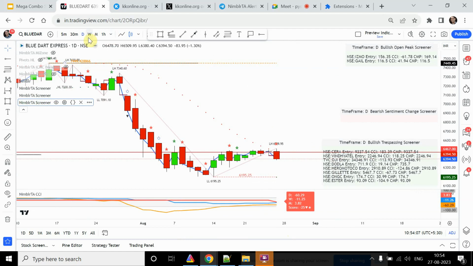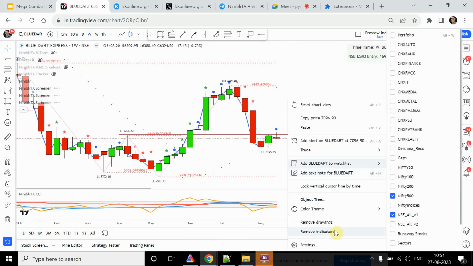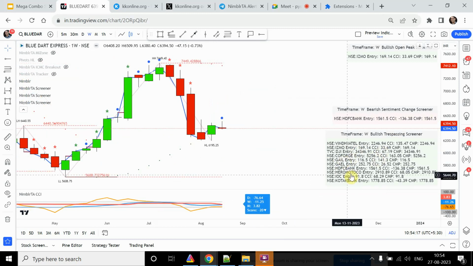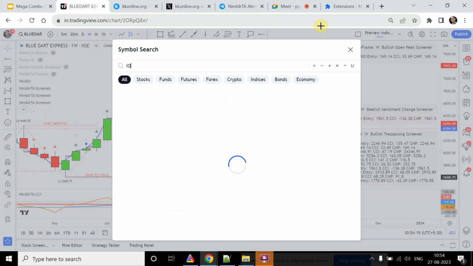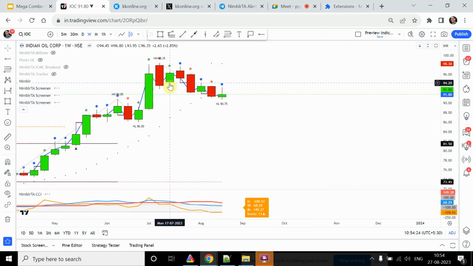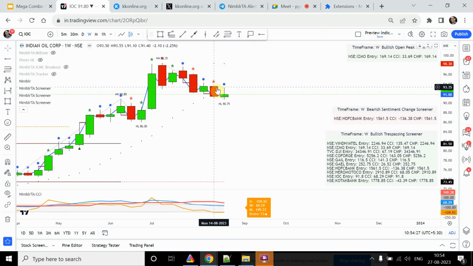Okay, and let's take a weekly time frame in this case. Let me remove my drawings which I might have. So, bullish trespassing. Over here, if we see, we have IOC, Indian Oil Corporation. We could see that trespassing has happened. The strength candle was there, and this candle moved inside the body of the previous candle. So there's a trespassing which is happening.